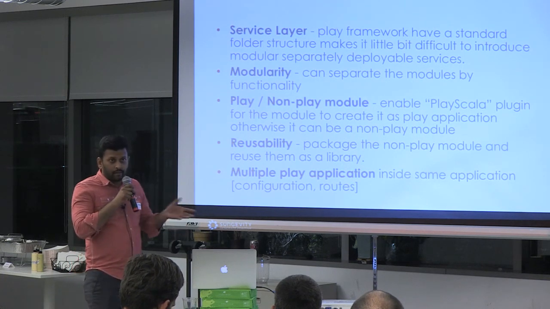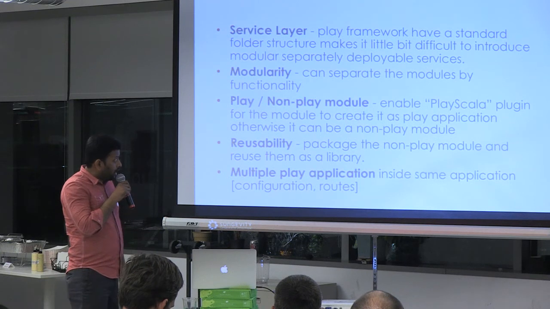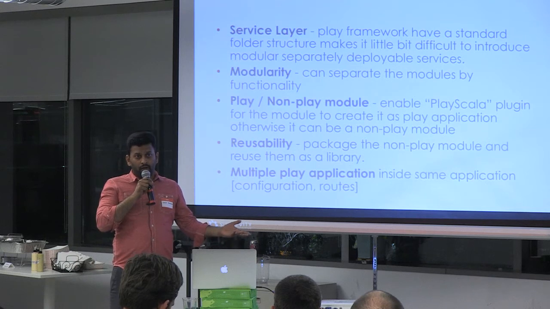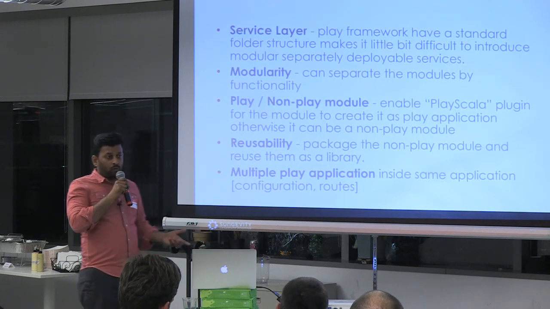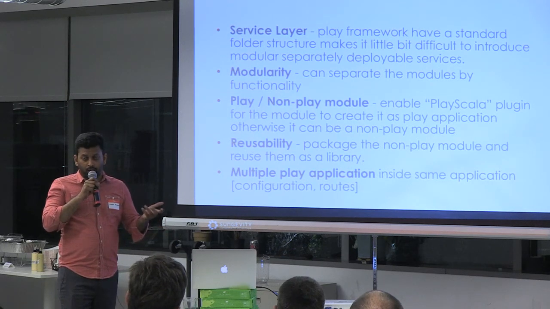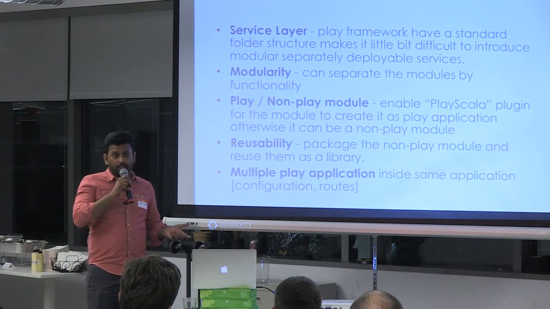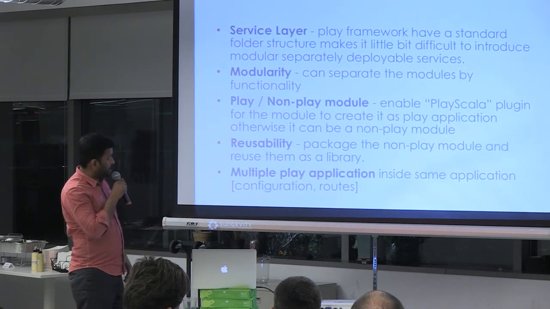So if you enable the Play Scala plugin, or if you are using the Play Java plugin, it will eventually become a Play module. Otherwise, it's a non-Play module. So the scenario for a non-Play module is you may have utility methods, or you want to separate out your business logic, which is not at all related to your Play application, basically. So we are using Play as a REST API layer. So you can move all those logic into a non-Play module, and package them, deploy them, reuse them as a library. So the next point is reusability. It offers multiple Play applications inside the one big root Play application.